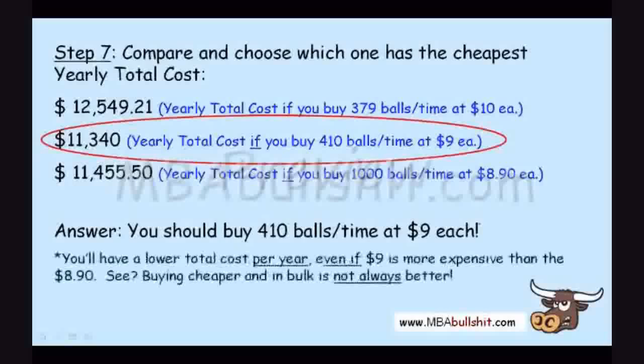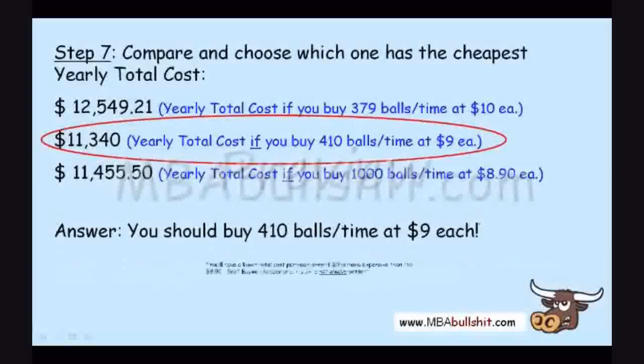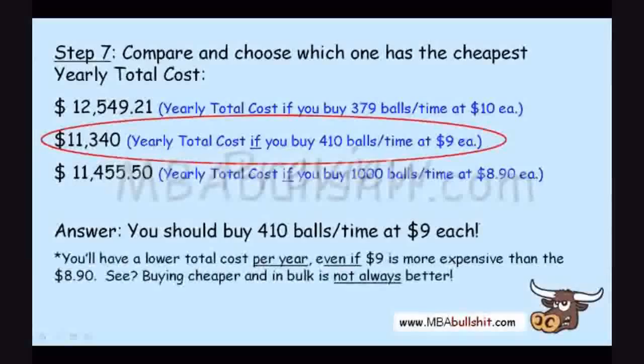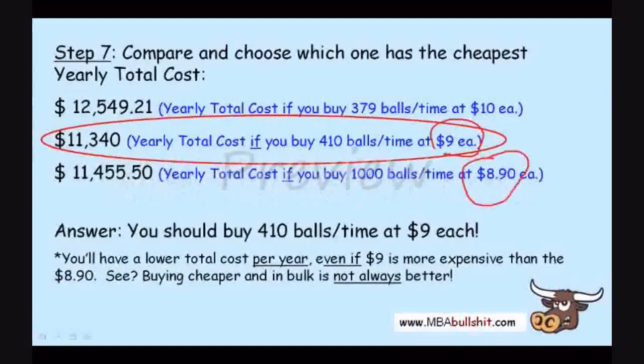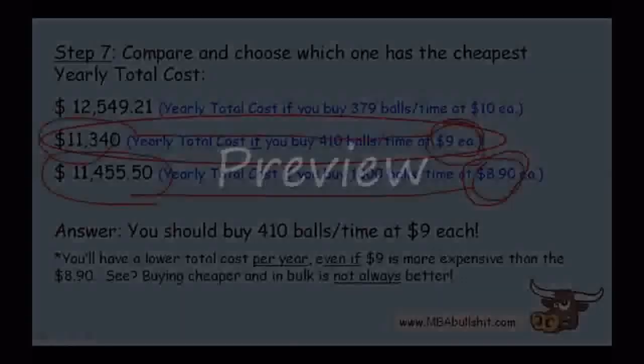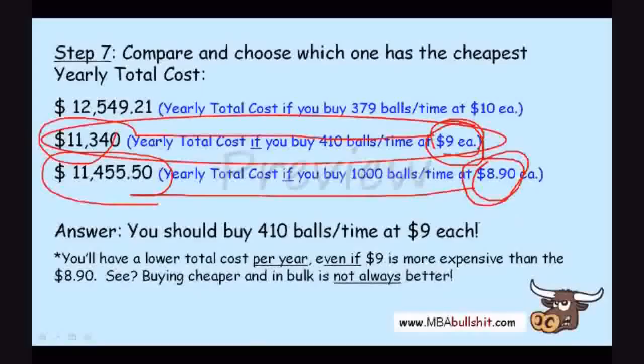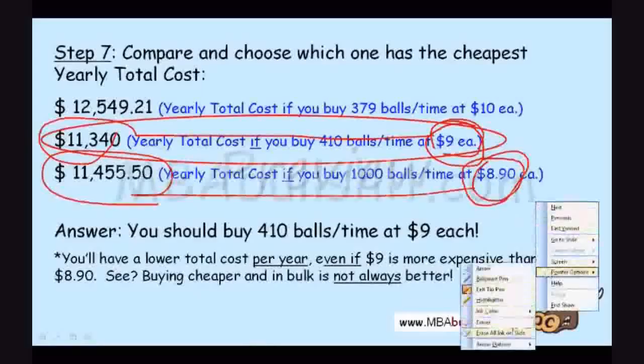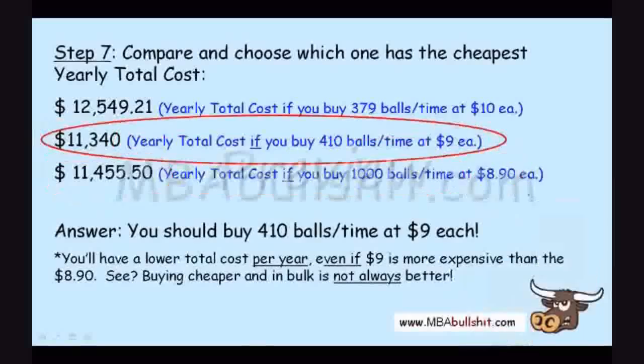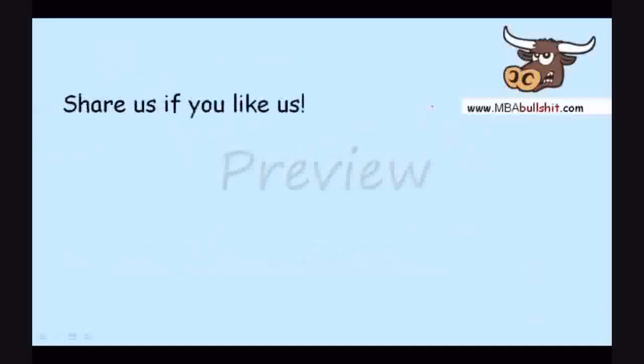So, what does this mean? This means that you or Bob will have a lower total cost per year, even if $9 is more expensive than $8.90. See? Look. So this means that buying cheaper and in bulk is not always better. Most people will simply assume that buying in bulk is always better. So there it goes, simple as that.